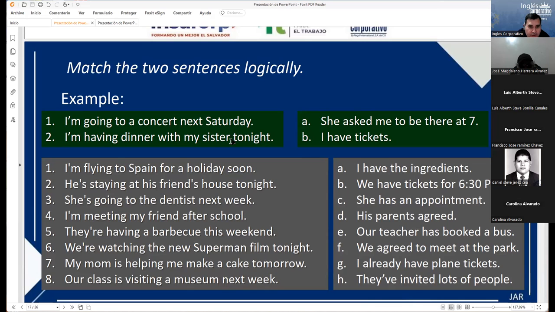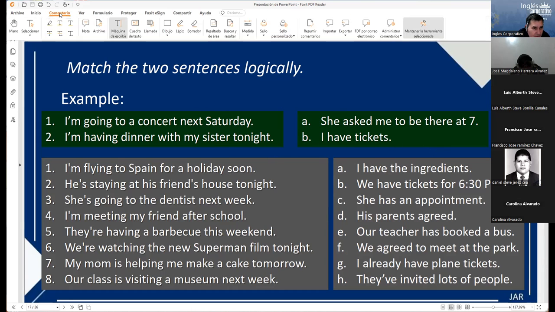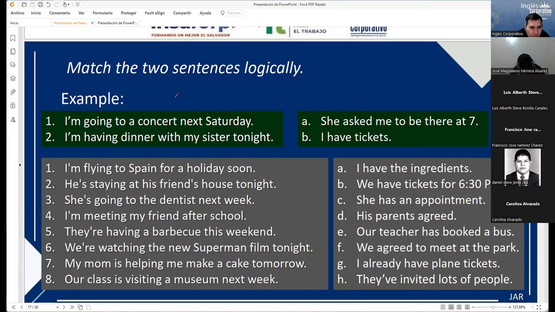So, I'm flying to a concert next Saturday. She asked me to be there at 7. I'm having dinner with my sister tonight. I have tickets. How do we match? I'm going to a concert next Saturday. Future. I have tickets. I'm having dinner with my sister tonight. Letter A. So she asked me to be there at 7. Okay, match this sentence and this sentence.